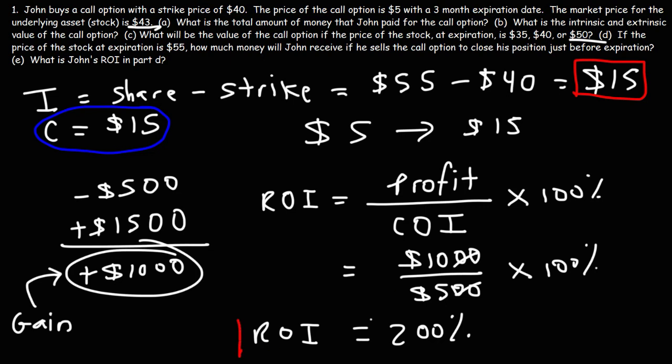Thus, we can see that for option buyers, that is, for those who buy options first and then sell later, you can also do this in reverse, which I'll talk about in another video. But for option buyers, their risk in taking the trade is limited, but their reward is potentially unlimited because the stock price can go up forever.